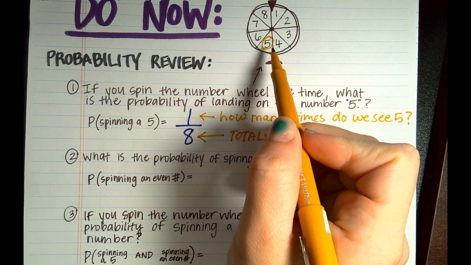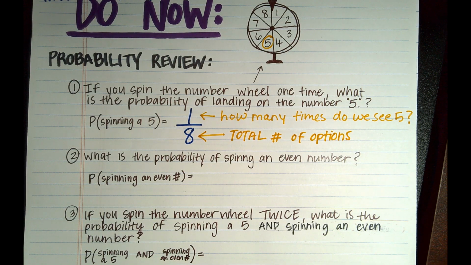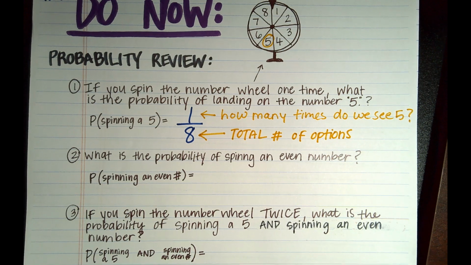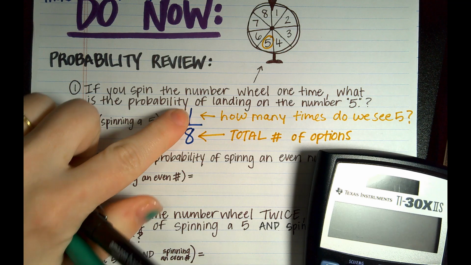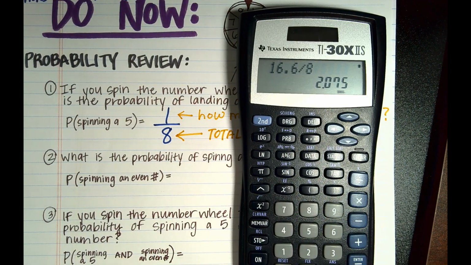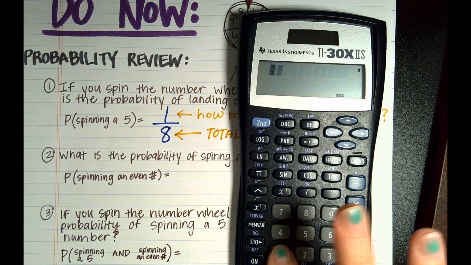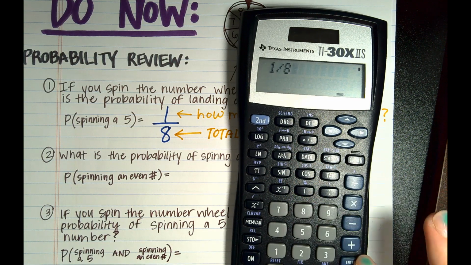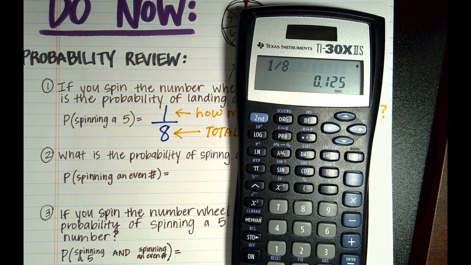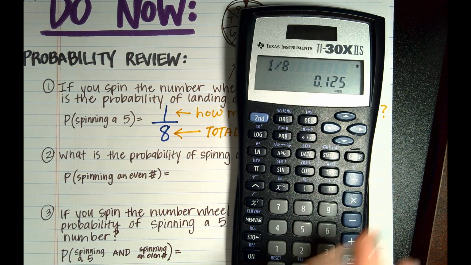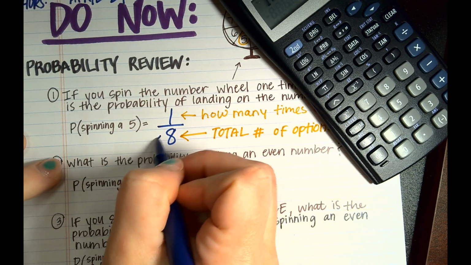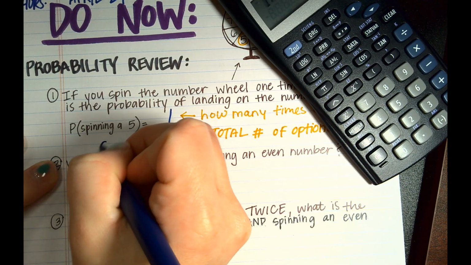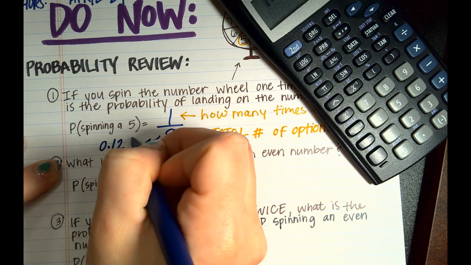There's 8 possible numbers we could land on. There's only one 5. So how could we write that as a decimal? What would we do? Yes, we're just going to divide. We will do 1 divided by 8. So let's see what that gives us. 1 divided by 8. And I get a decimal of 0.125. So I'm going to write that over here. 0.125.